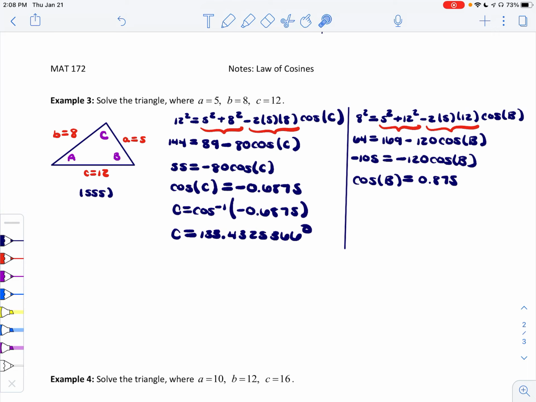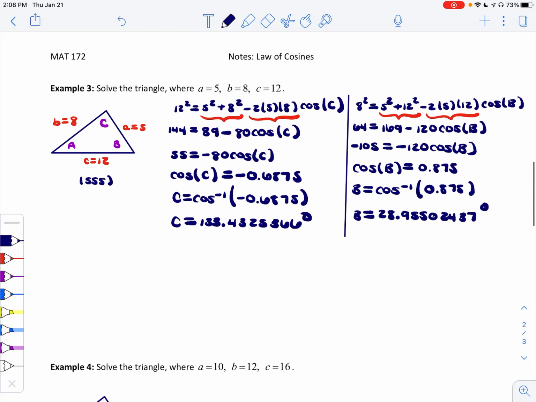To get rid of our cosine, or to undo it, we just need to use the inverse cosine. So angle B would be equal to the inverse cosine of 0.875. Just plug that in your calculator, and we get angle B is equal to 28.9550243 degrees.